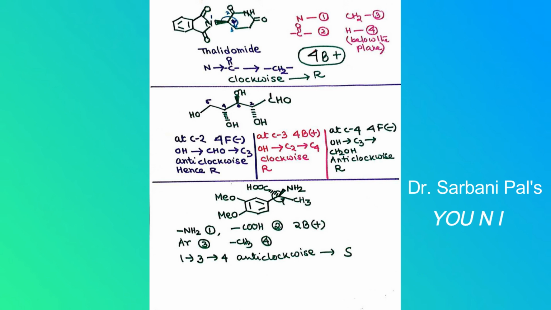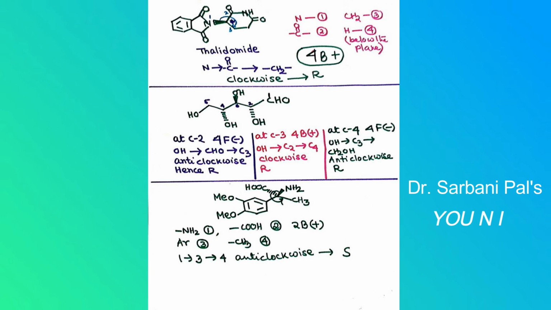Now coming to this amino acid, the side chain with the aromatic ring has one chiral center, where if we see the priority, nitrogen has the first priority, carboxylic acid the second priority, the aromatic ring the third priority, and CH3 the fourth priority. Now if we apply 2B plus, since the carboxylic acid is pointing back, then 1, 2, 3, 2, 4 is anti-clockwise, and we are applying 2B plus. So the absolute configuration of the center is S.